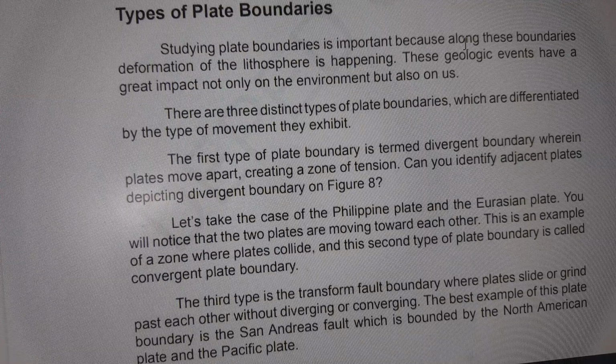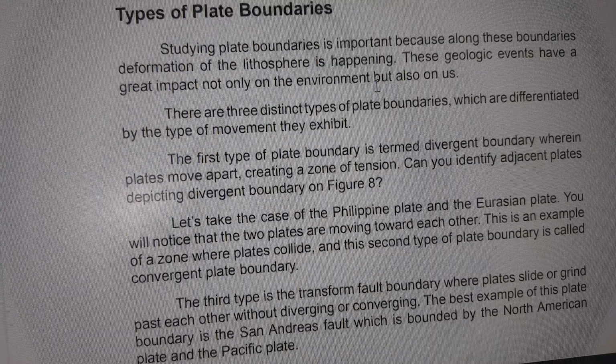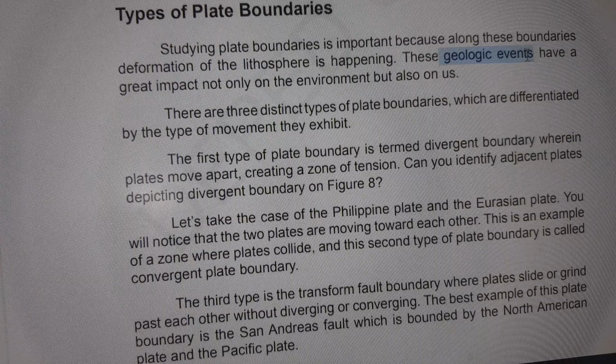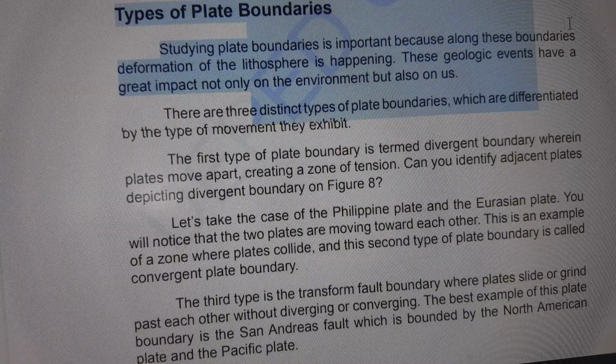It is important because along these boundaries, the formation of the lithosphere is happening. This is the place where our lithosphere is destroyed, our land is destroyed. The geologic events have great impact. The events happening here in the world have a big influence on why our environment is being destroyed.